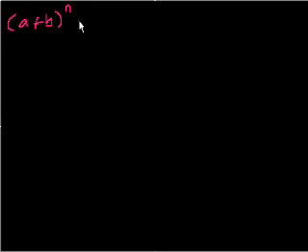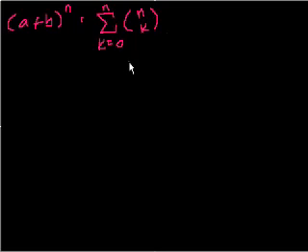And then we learned the binomial theorem, which said that this is equal to the sum from k equals 0 to n of n choose k, which is what we learned in combinatorics as the binomial coefficient. That's why it's called the binomial coefficient, because it's actually the coefficients in the binomial theorem.